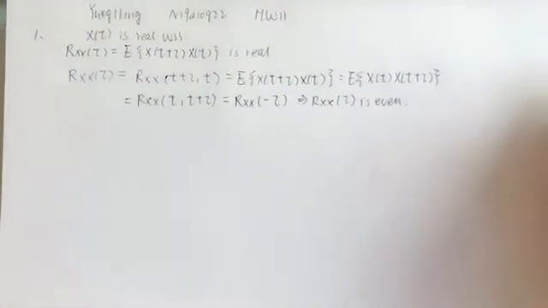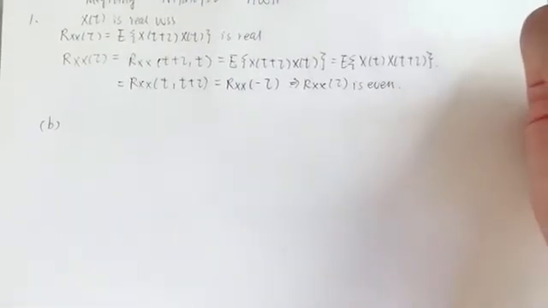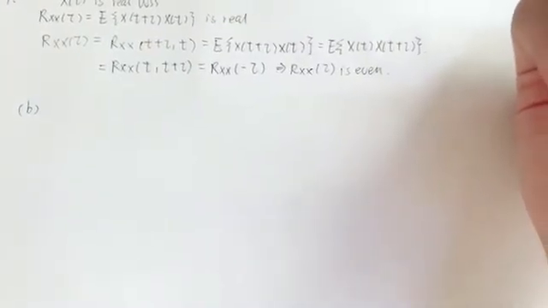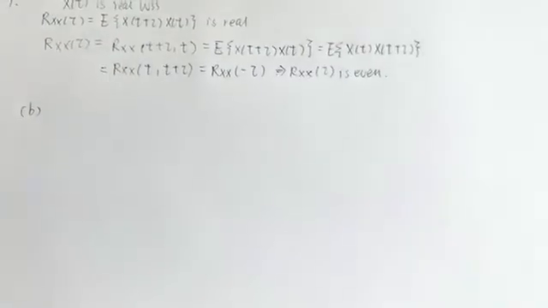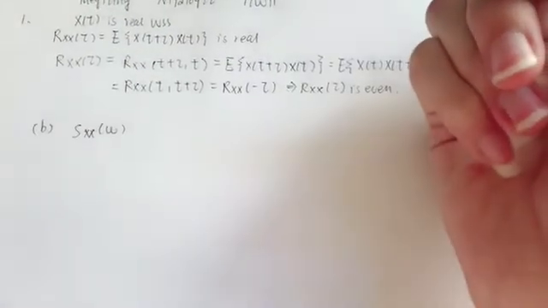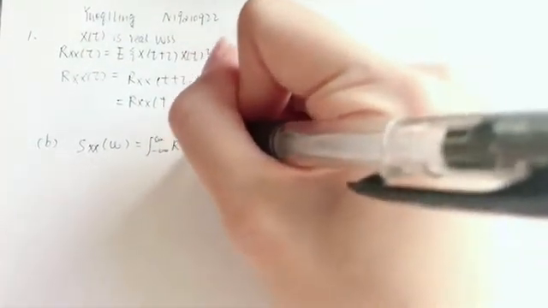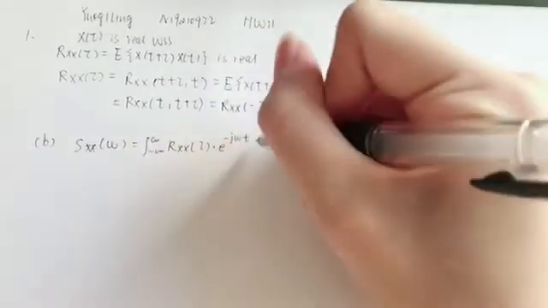Now we come to question B. Question B asks us to prove that the spectral density Sxx of omega is even and non-negative. From its definition, we can first write the expression of the spectral density, the integral of Rxx of tau multiplied by e to the minus j omega tau d tau.